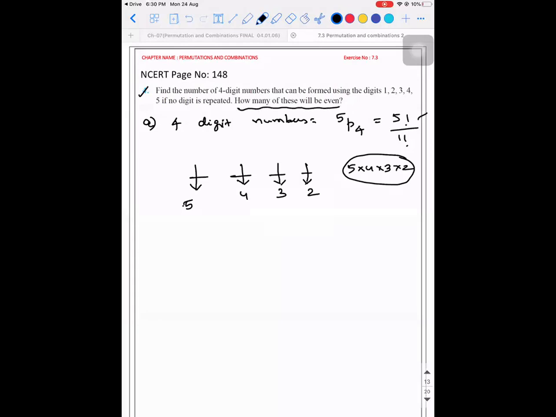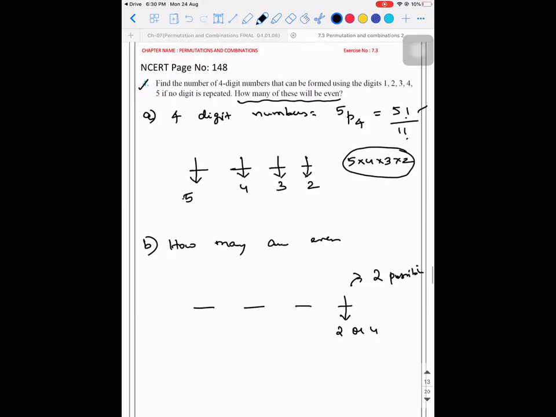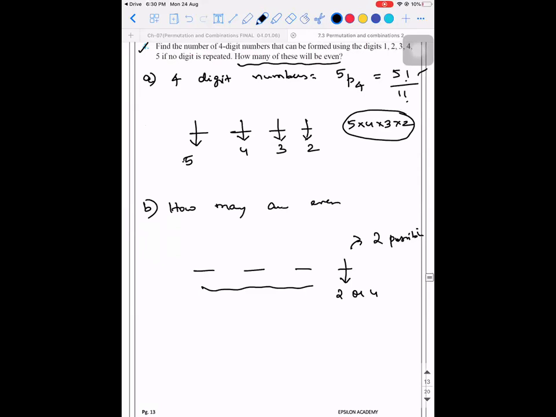Yes, sir. Now they're asking how many of these are even. So 1, 2, 3, 4. For even numbers, what should be placed in the units place? It should be 2 or 4. So how many possibilities are there for this? 2 possibilities. Then in these 3 blank spaces, how many numbers are left out? Out of the 4 numbers that are left out, how many arrangements are possible?